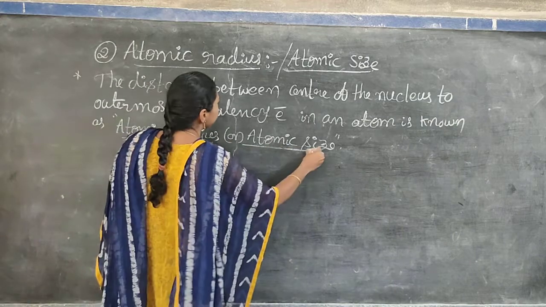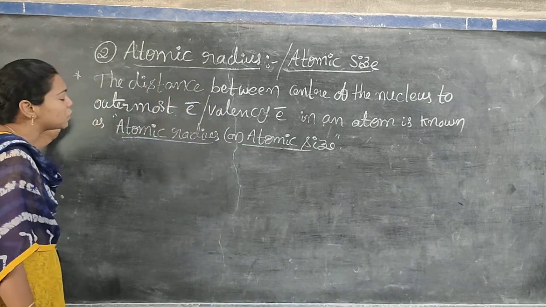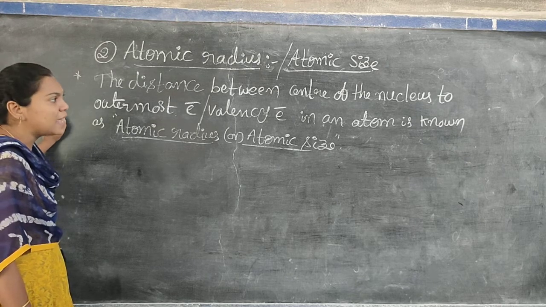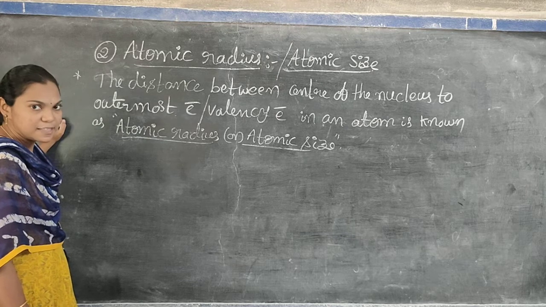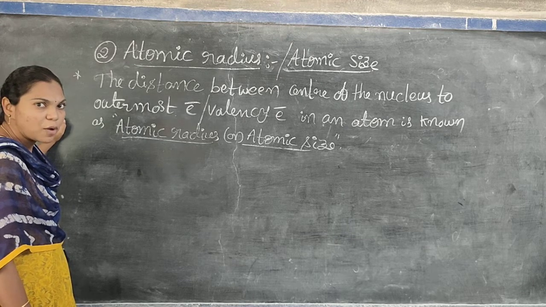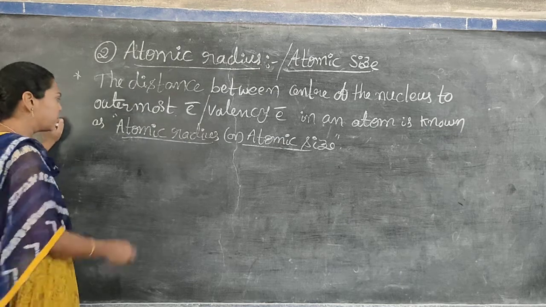Do you understand? The distance between the center of the nucleus to the outermost electron or valency electron in an atom is known as atomic radius or atomic size. This is the definition of atomic radius or atomic size.